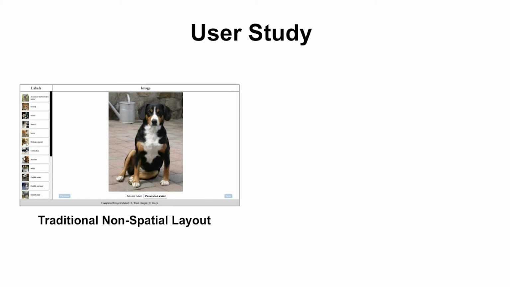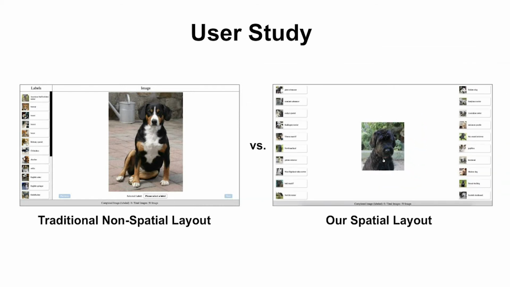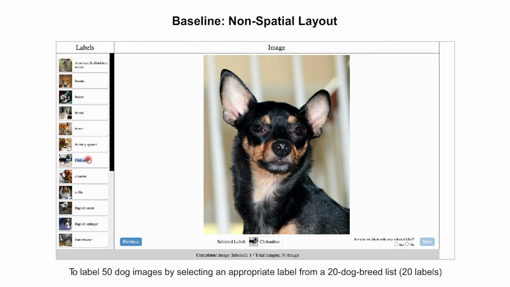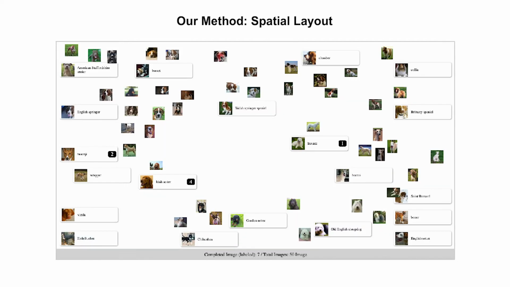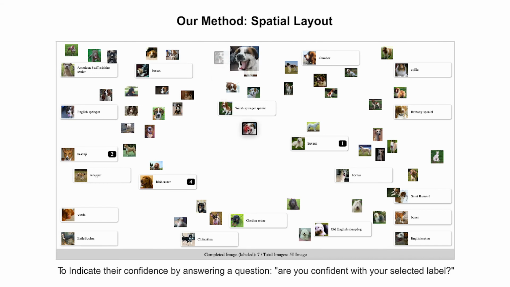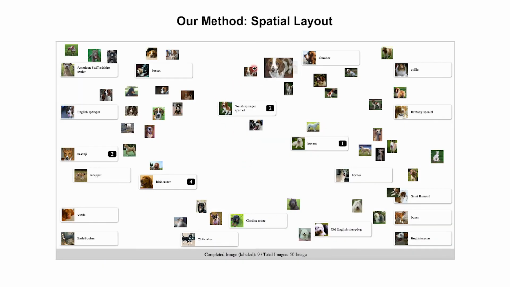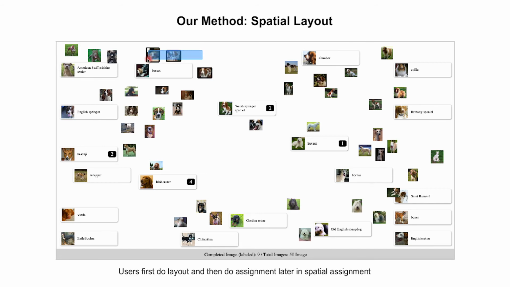We run a user study comparing a traditional non-spatial layout and the spatial layout in an image labeling task. In the user evaluation, the participant was asked to label 50 dog images by selecting an appropriate label from a 20-dog breed list. After selecting a label for an image, the participant was then required to indicate their confidence about the selected label by answering a question: "Are you confident with your selected label?" A participant worked on both the spatial and non-spatial layout, but different image data sets were used for each. We measured the time and error rate of the labeling tasks completed by the participants.